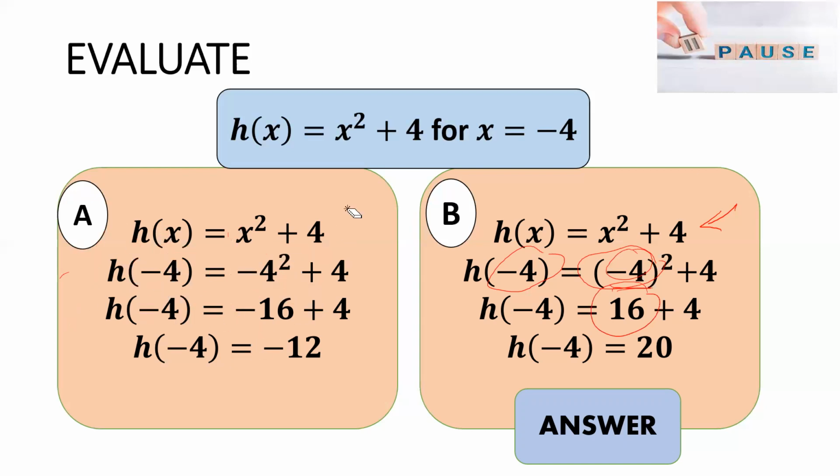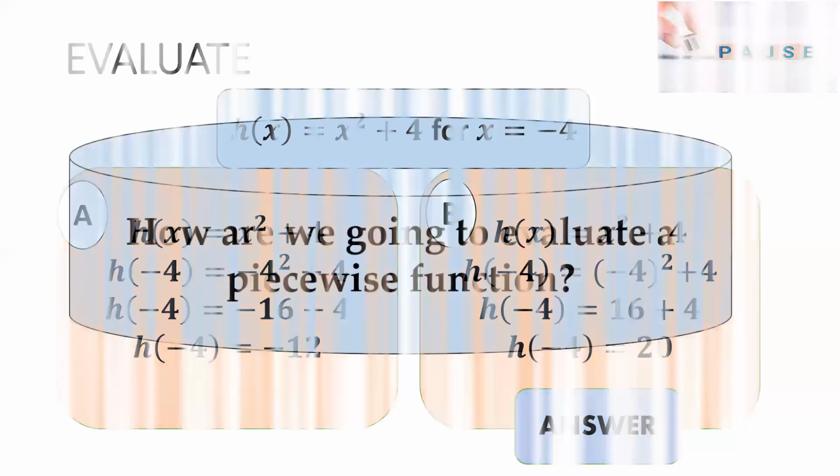Now let's focus on the solution of letter B. So 16 plus 4 combined, that would give us 20. So if we are going to evaluate this function, h of x is equal to x squared plus 4 for x is equal to negative 4, the answer is positive 20. All right, well done. You got the correct answer. All right, so let's proceed to the next one.